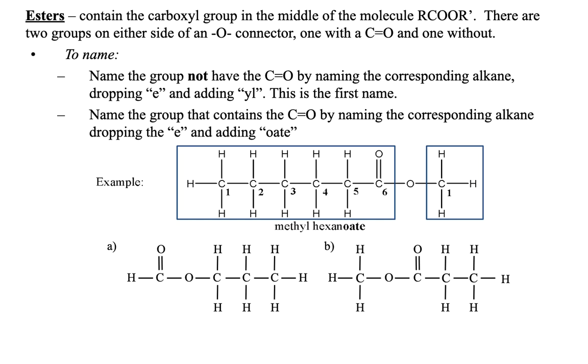The second name, the one with the -oate, is going to be the one that has the C double bond O. So this is going to be methyl something-oate. I'm going to look at how many carbons there are. There are 6. So therefore, this is going to be a hex, and all the bonds are single, so it's going to be hexane. So this is going to be methyl hexanoate. All right, so I'm just going to add that ending here. All right, so that's how you do it.